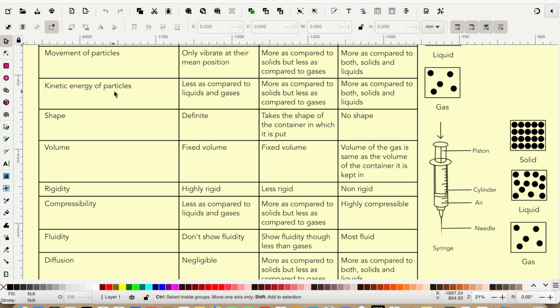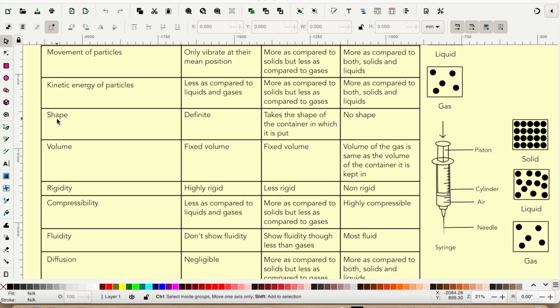The fifth property is kinetic energy of particles. Particles of gases have greater kinetic energy as compared to particles of liquids and particles of solids. Due to this, they move freely at high speed. The next property is shape. Solids have definite shape. For example, pen, pencil and books have definite shape. Liquids don't have any specific shape. They take the shape of the container they are poured in. Gases have no shape at all.